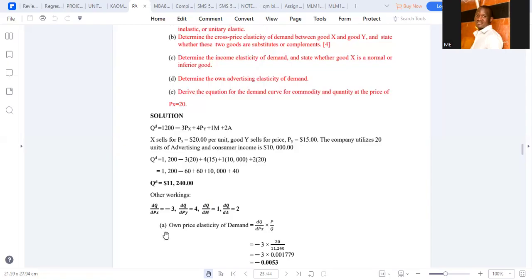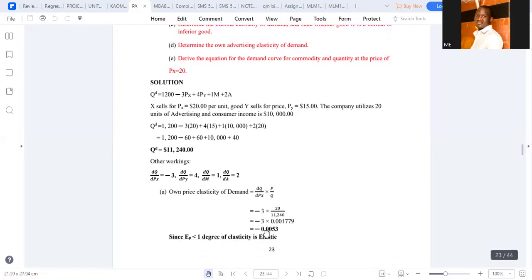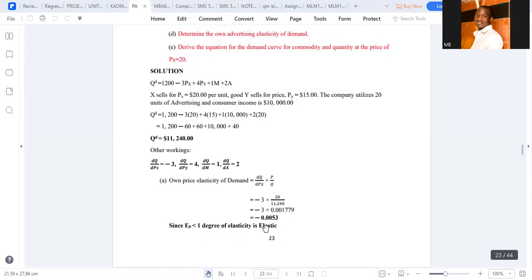So price elasticity is the Q over PX times price over quantity. So what's the gradient for good X? -3. What was the actual price for good X? 20 over the overall total there. So when you calculate it, we're going to get negative 0.0053. What is our comment? Demand is inelastic because it's what? Less than 1. It is inelastic.